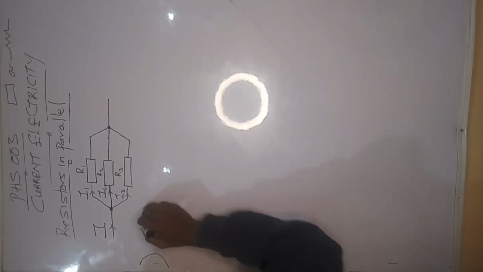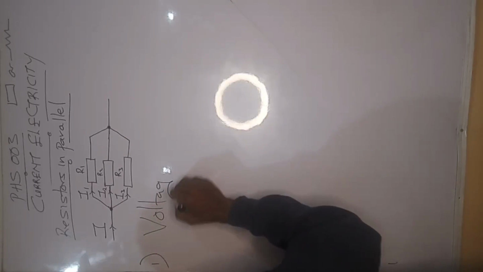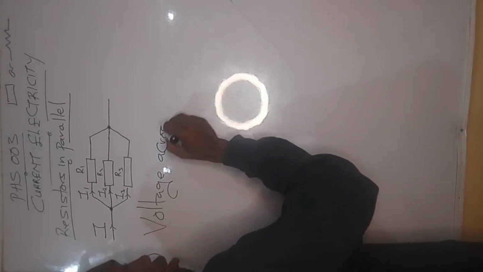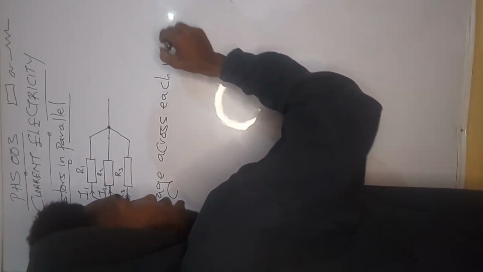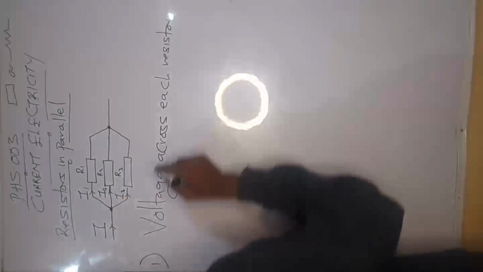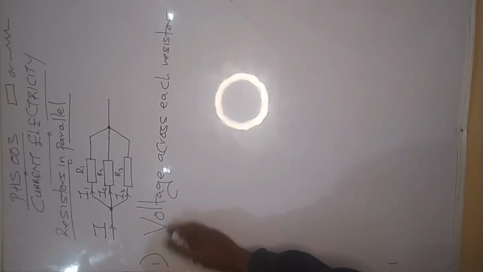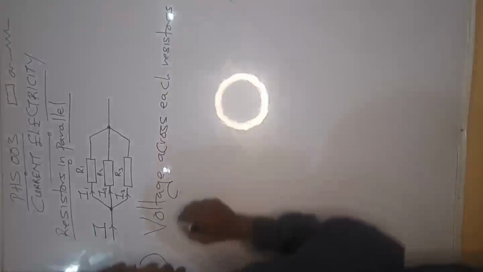So you write there, voltage across each resistor, voltage across each resistor are equal.